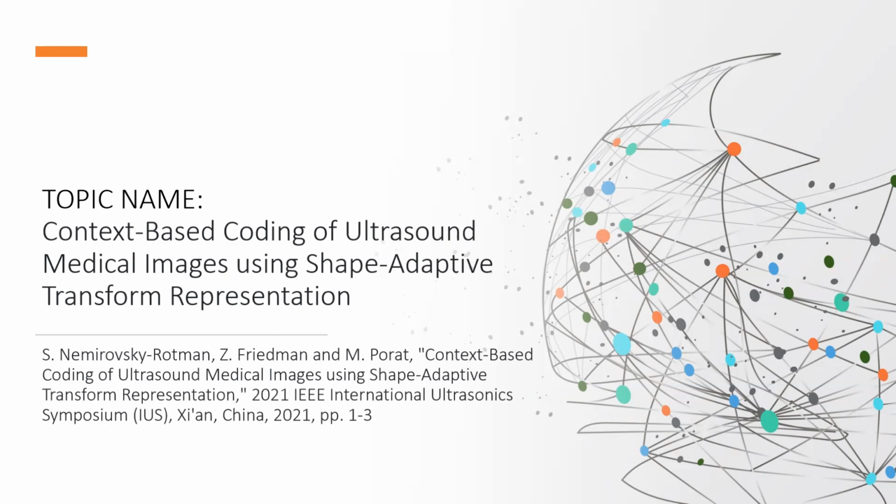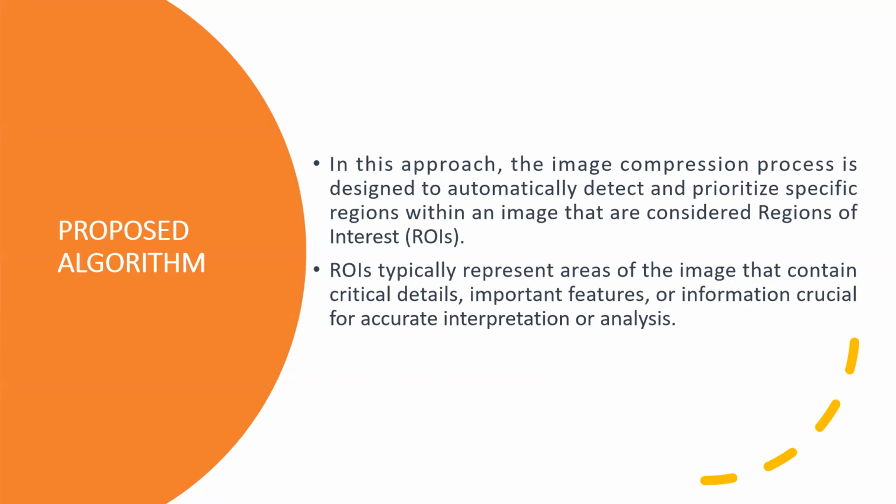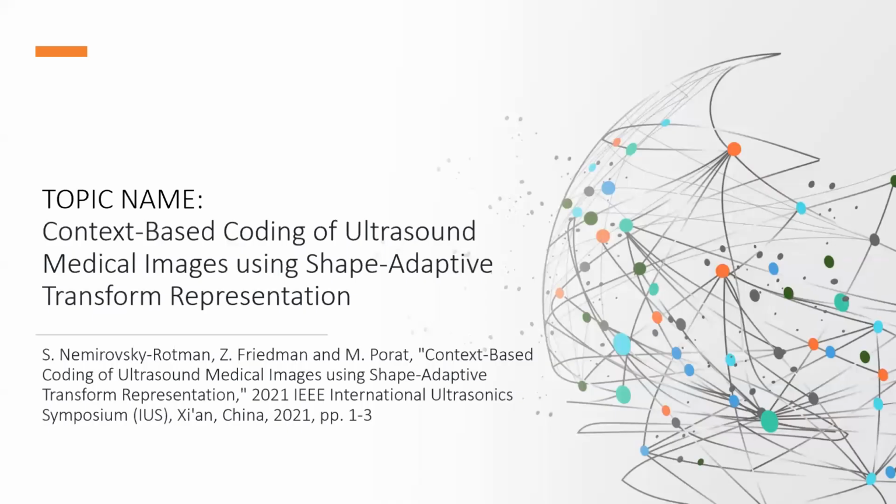First of all, what is the main abstract of this paper? In this approach, the image compression process is designed to automatically detect and prioritize specific regions within an image that are considered regions of interest, meaning ROI. ROIs typically represent areas of the image that contain critical details, important features, or information crucial for accurate interpretation or analysis.